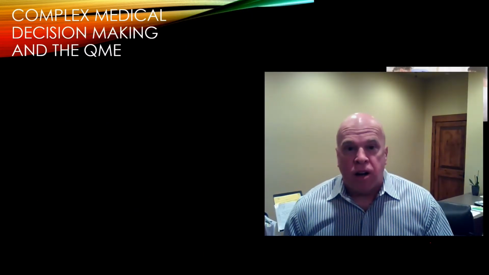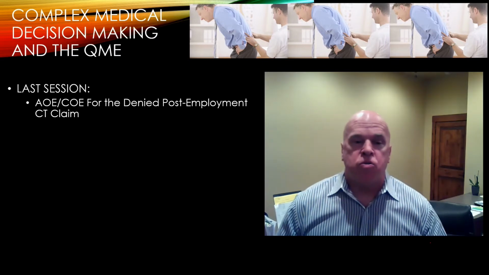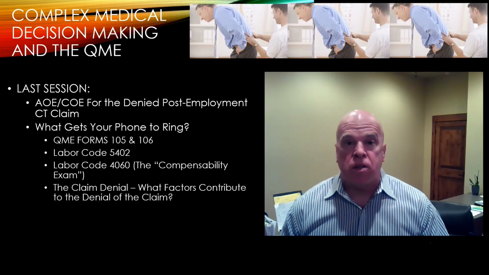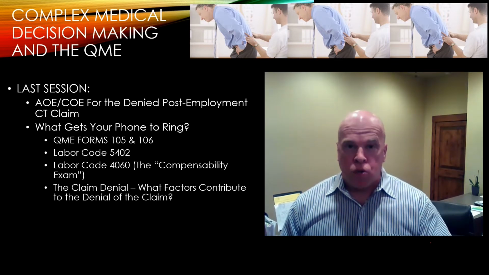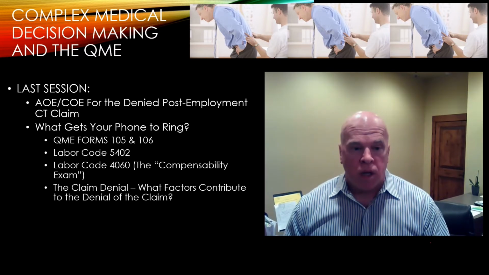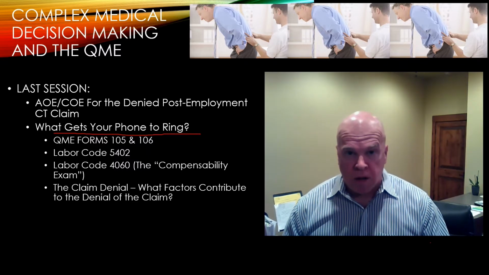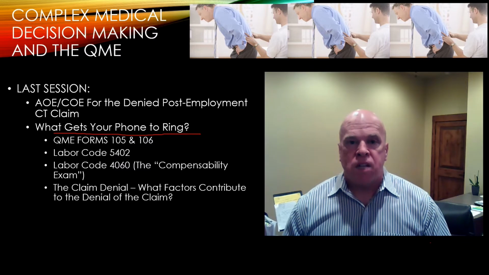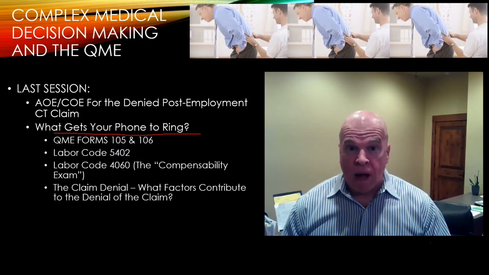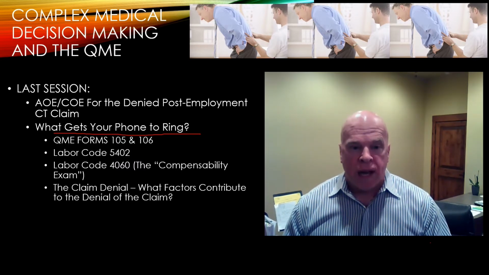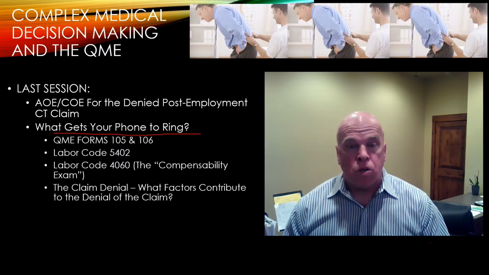Okay, so let's pick up where we left off in our last session. We started talking about AOE COE and the determination either for or against industrial injury in the denied post-employment cumulative trauma claim. And we're handling the AOE COE determination in two separate sections. First is for you to begin to understand what happens behind the scenes and what gets your phone to ring for an appointment in the first place in these denied cases. And then secondly, some important issues to consider both during and after the face-to-face evaluation that will help you in arriving at the correct determination every single time. So in our last session, we talked about what gets your phone to ring and how it is that denied cases come to you for a determination on AOE COE.